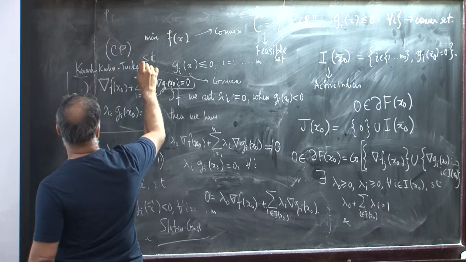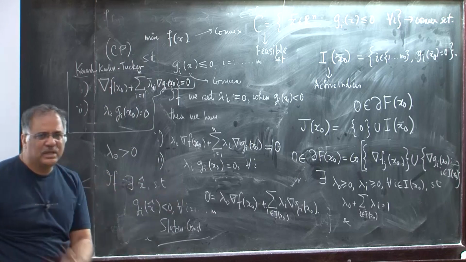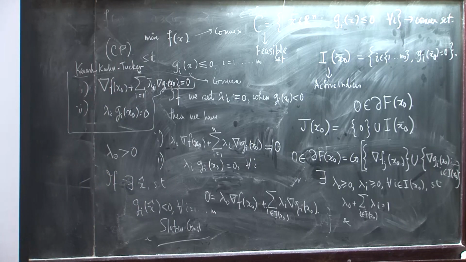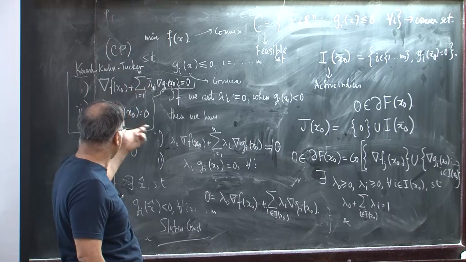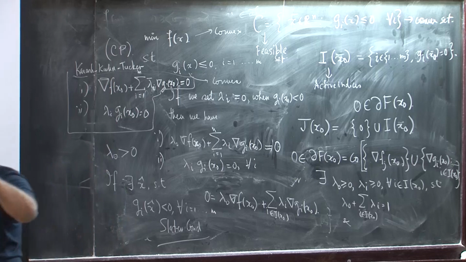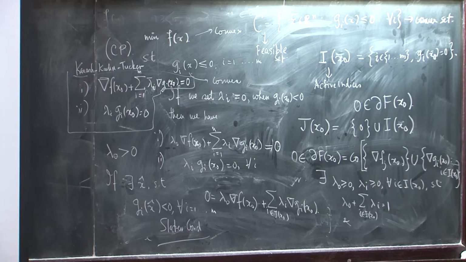But the beauty of this condition is that if there is an x naught which is feasible to the original problem and there is a lambda bar_i with respect to which these two conditions are satisfied, then x naught is actually a global optimal solution of the convex programming problem. So, it is an if and only if condition, and that is where convexity draws all its power from.